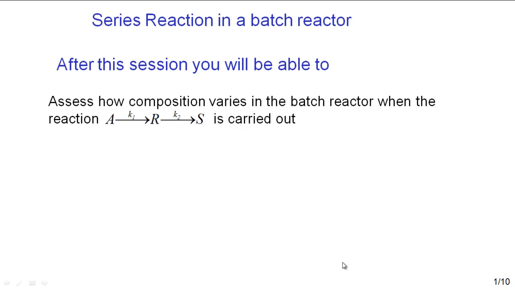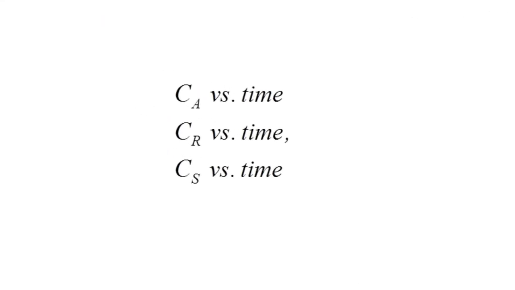If we carry out this series reaction in the batch reactor, as the time progresses, the number of moles of A, R and S will vary. This means to say that composition varies with respect to time. We are going to look at how composition varies in the batch reactor when you carry out this series reaction. We will assess composition in terms of Ca, Cr and Cs versus time.